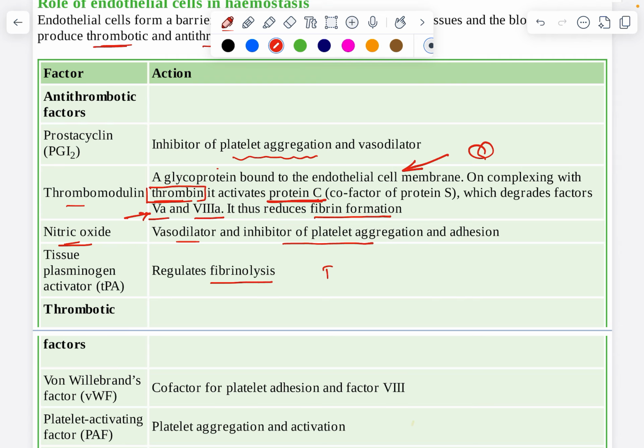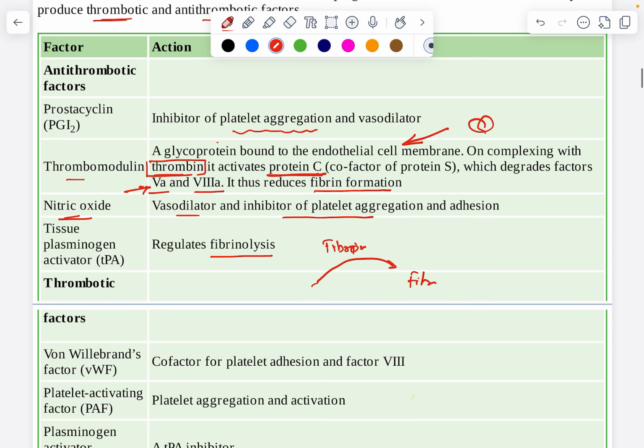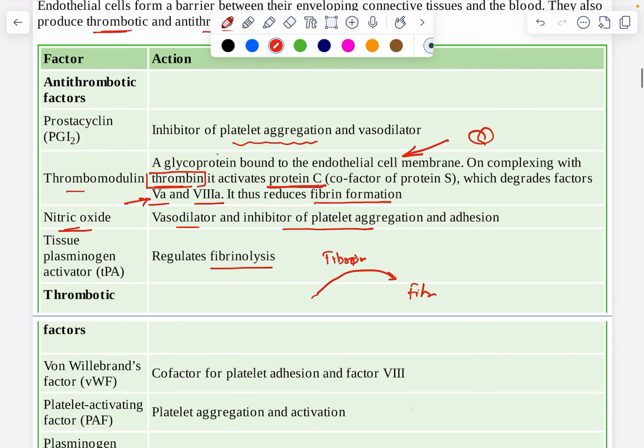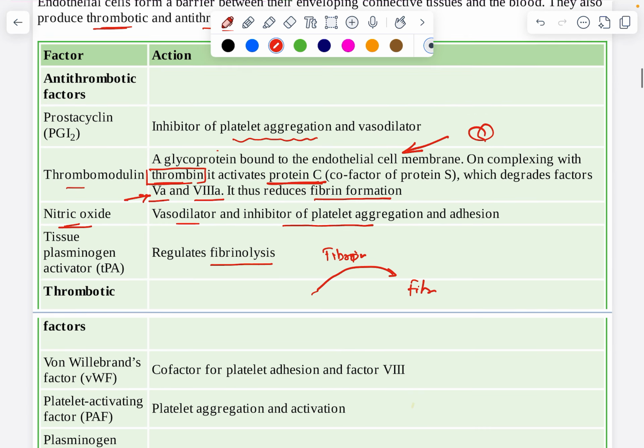Fibrinolysis. Once a fibrin clot is formed, it is broken down into fibrin degradation products. This is called fibrinolysis. Fibrinogen is acting here. Fibrinogen is converted to fibrin, and this is the prevention of it. Now this is about antithrombotic factors.